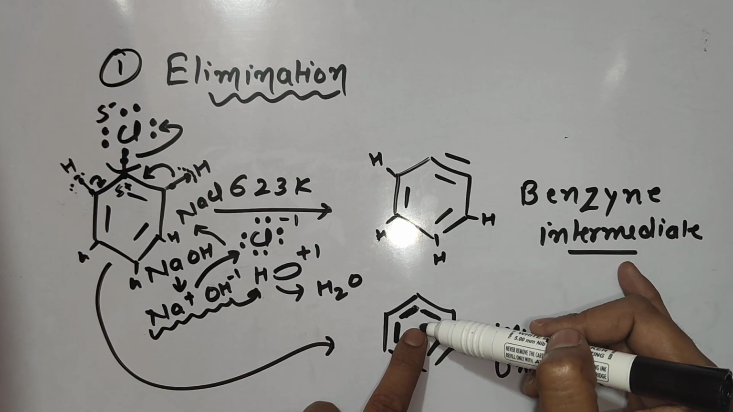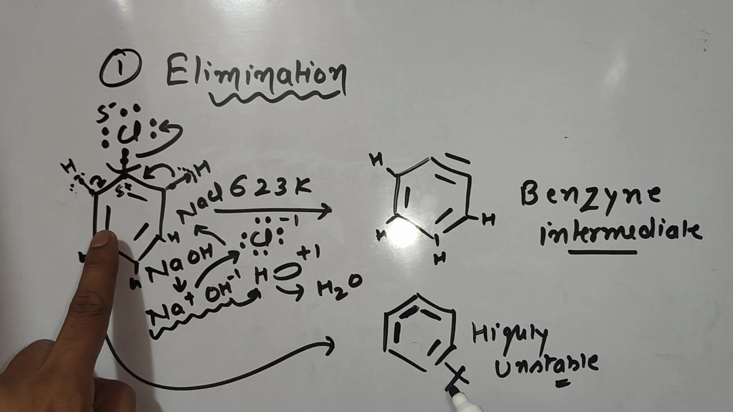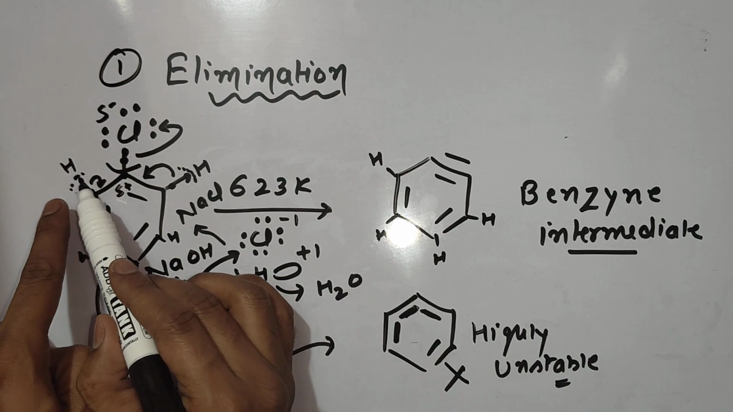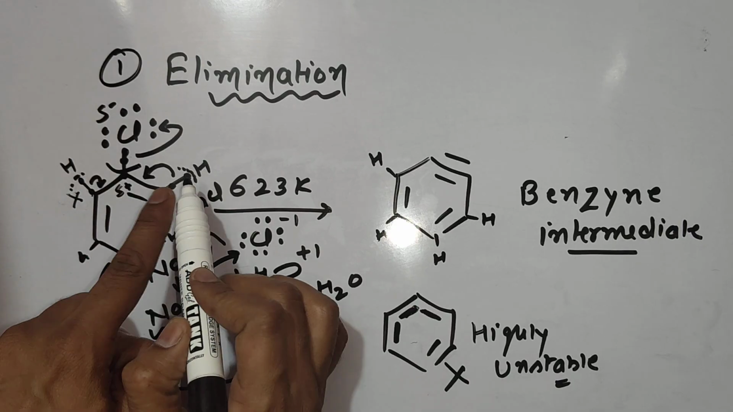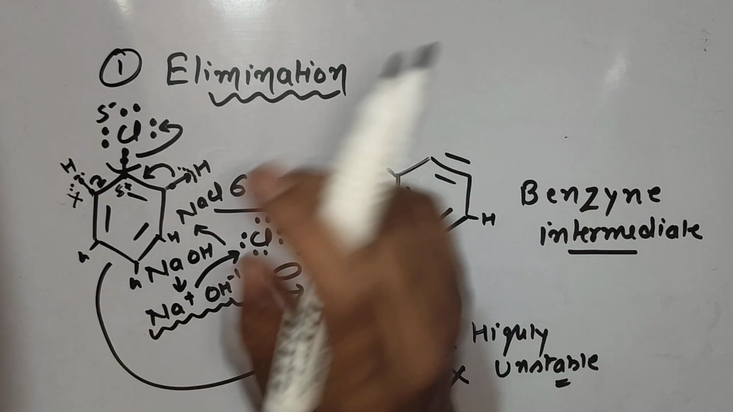Benzene is better than that. That's why this path is not followed by the reaction. Means this hydrogen will not be utilized. This hydrogen will be utilized. Now you can check it's an elimination reaction.